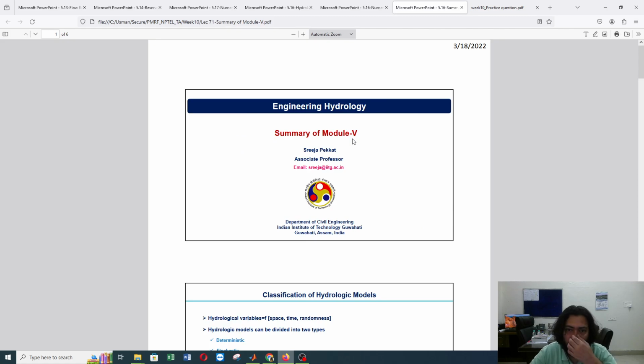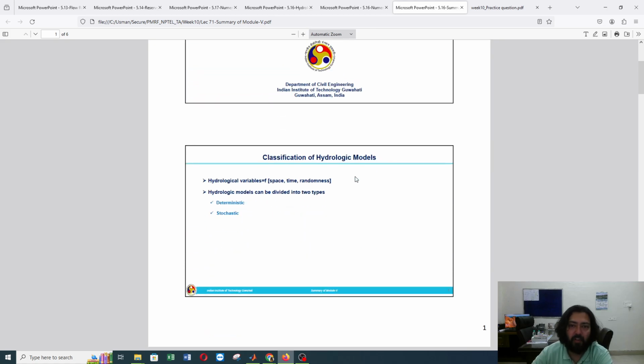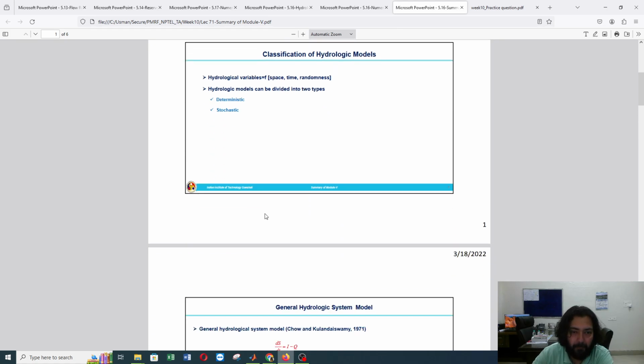So now let us summarize the entire module 5. Module 5 started with the classification of hydrological models, right? We classified hydrological models based on variables, such as the hydrological variable as a function of space, time and randomness. Then we divided the hydrological models into two types, deterministic and stochastic, based on the function of randomness.